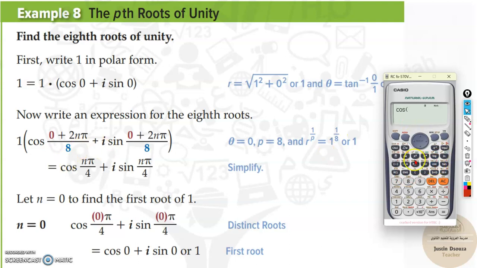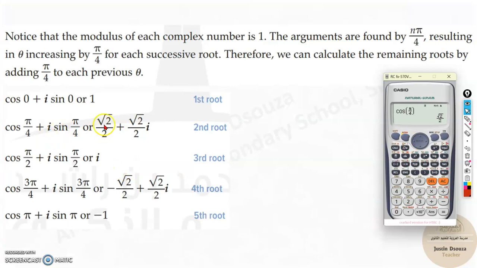So I will show you cos pi by 4, because n is 1. Now press equal to, you will get 2 root 2. Let's double check the answer. Yes, it is root 2 divided by 2. Now let's make it for sine. What is sine? It's the same thing, root 2 by 2. But over here the i remains.